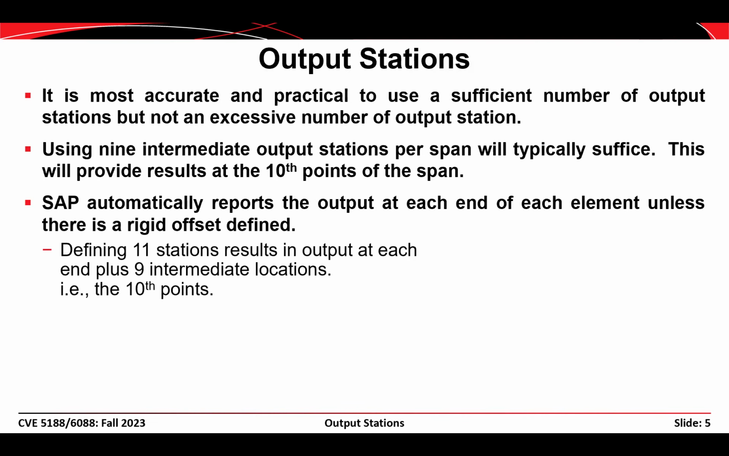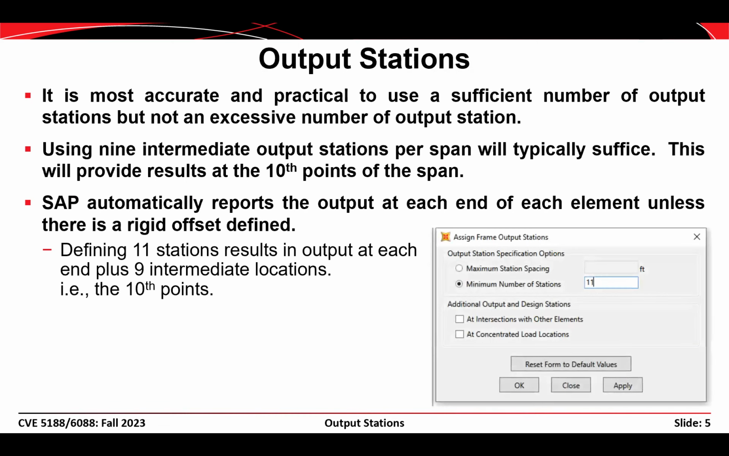So anyways, if we want to look at 10th points, then we define 11 output stations for each of the members that we're examining, and that gives us the two endpoints plus 9 intermediate locations. And so if we look at this, what you do is you go to the menu, you go to Assign, Frame, and then Output Stations, and then you can define where you want those. And so often what I'll do is use this. I'll put 11 output stations along the length of my member.